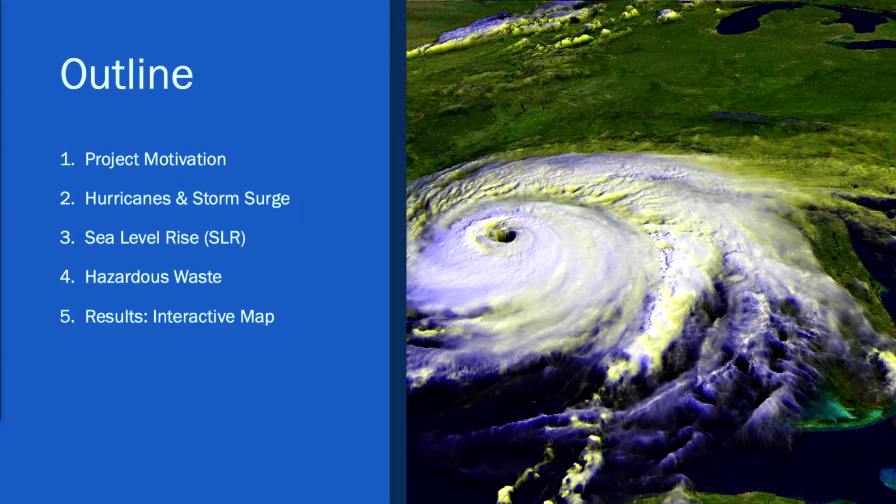Okay, so brief outline. I'll be talking about my project motivation, and then I'll go through the climate impacts that are occurring in Florida now, including hurricanes and storm surge, sea level rise, and then hazardous waste and what that is exactly. And then I'll discuss the interactive map component.